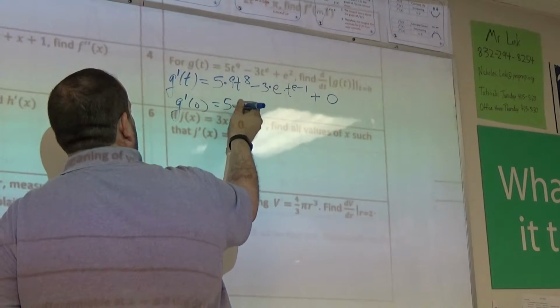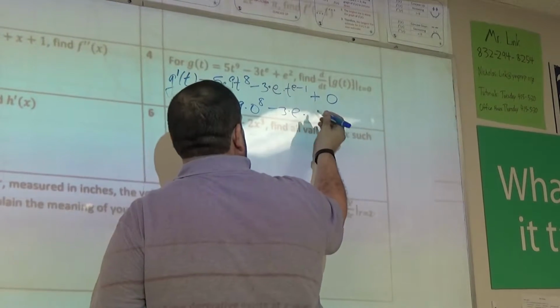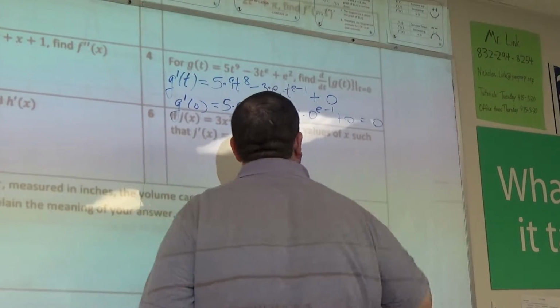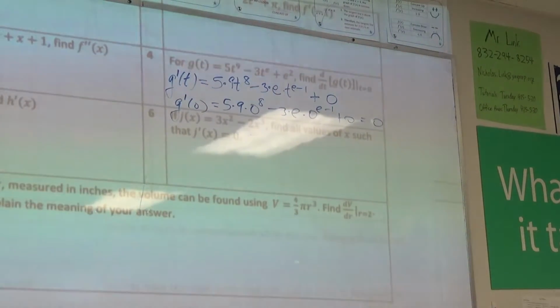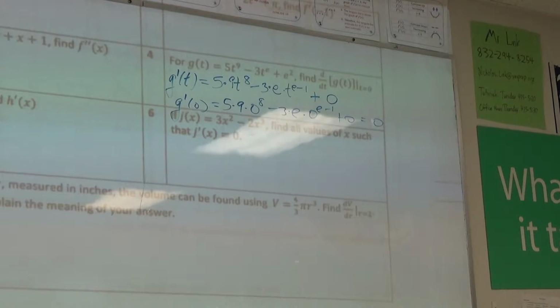Now to find g prime of 0, just plug in 0. So I've got 5 times 9 times 0 to the 8th, minus 3 times e times 0 to the e minus 1, plus 0. That's a whole lot of 0. Well, 5 times 9 times 0 to the 8th is 0.